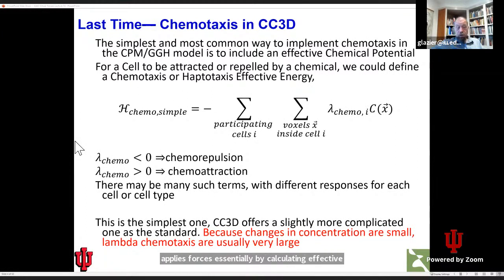We need to remember always that when a cell is responding to a chemical field, it's not actually having a force applied to it. It's behaving as if it had a force applied to it. That's one of the reasons that these CompuCell things called Hamiltonians are called effective energies, because they're behaving as if they were energy terms, but they're not really energy terms.